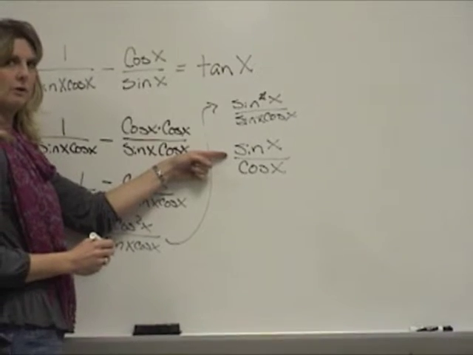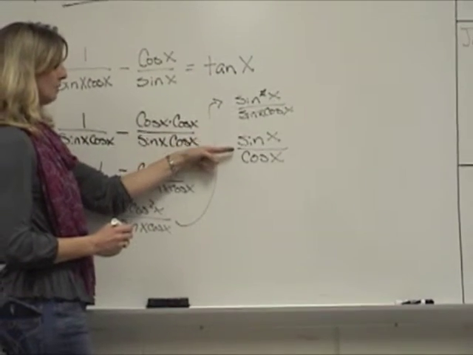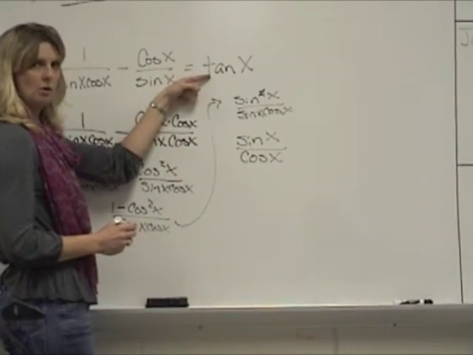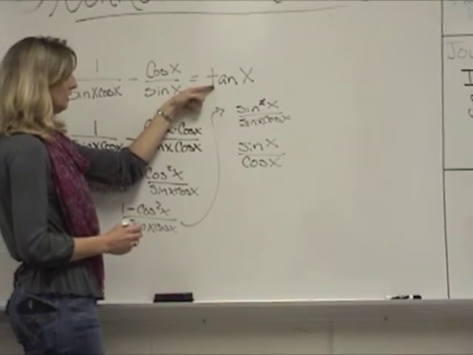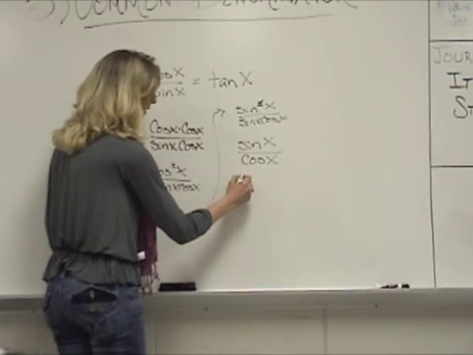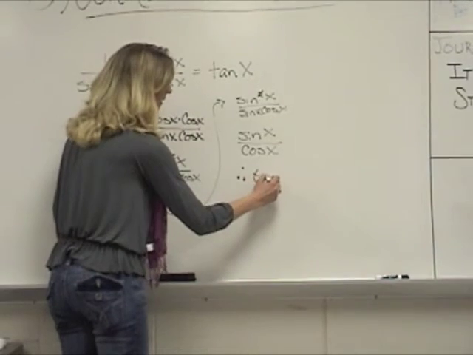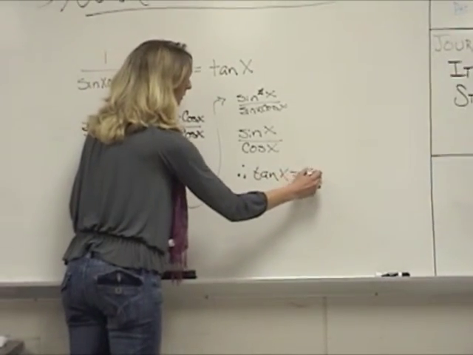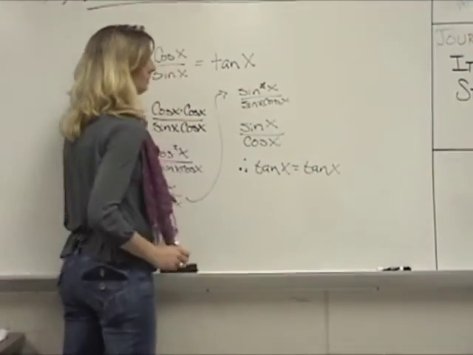And now I notice from my trig identities that sine x over cosine x does equal the right side, which is tangent x. Therefore, tangent x equals tangent x.